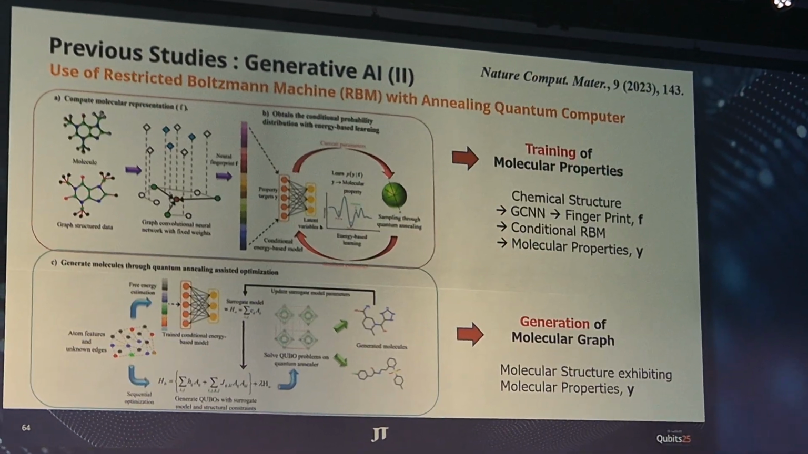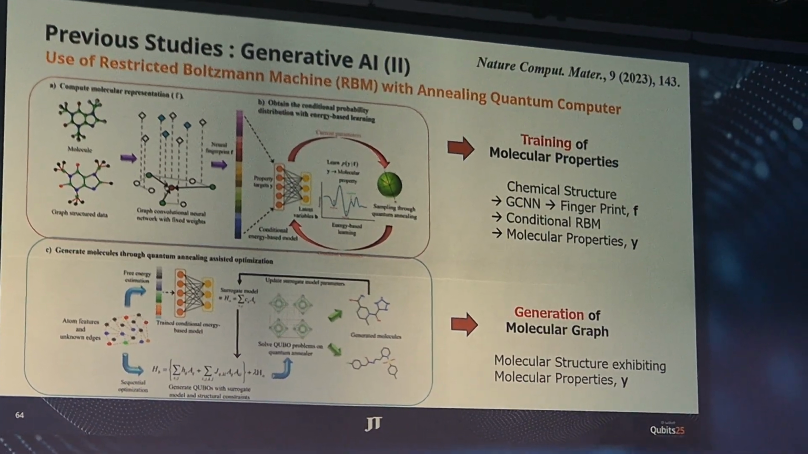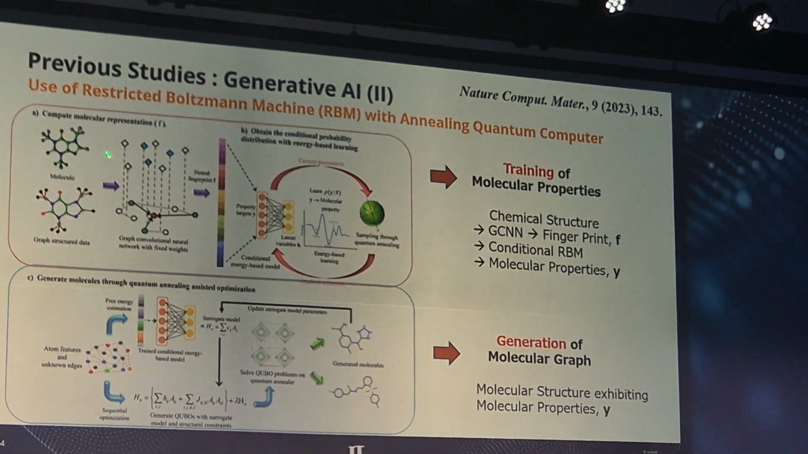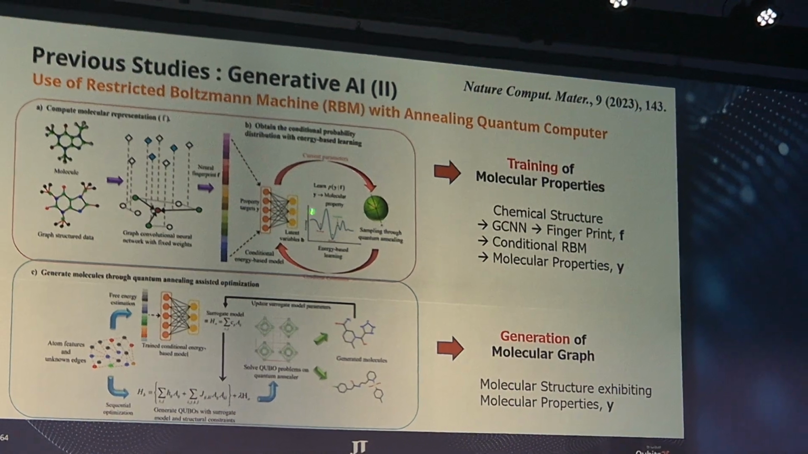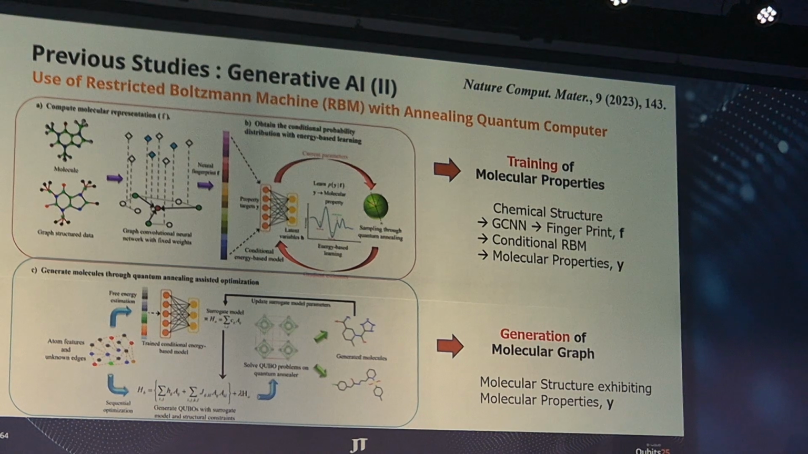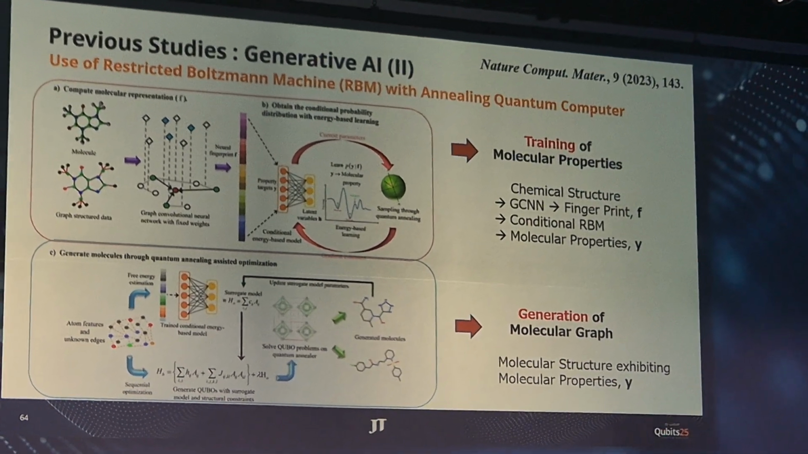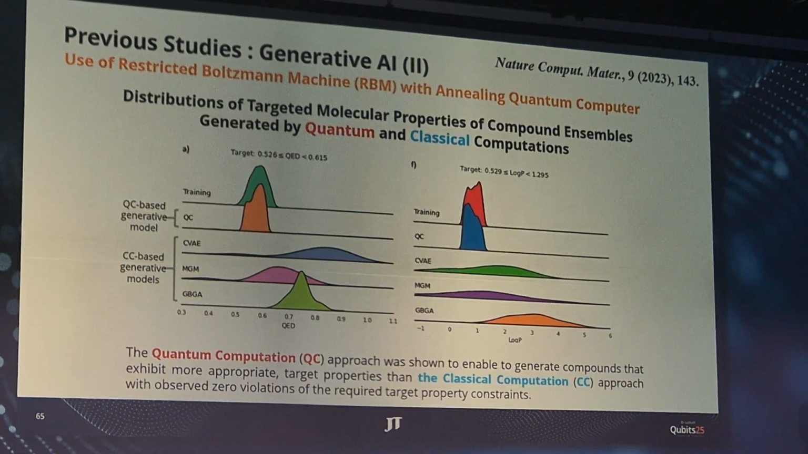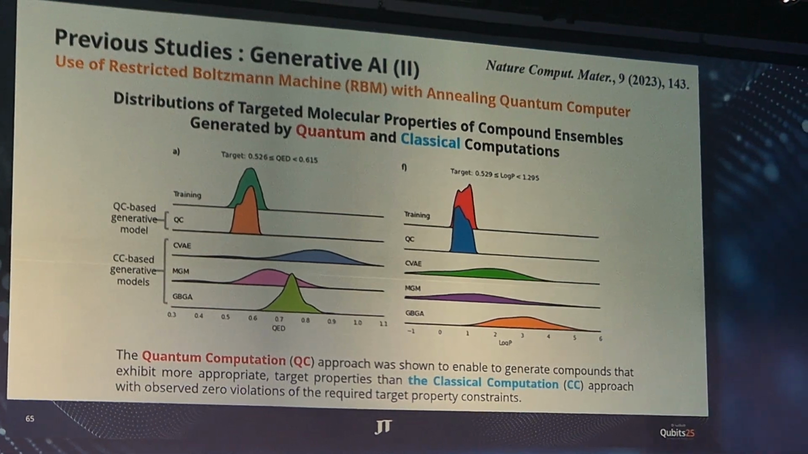Okay? This is the second report performed by the Cornell group. They also use the similar architecture. This is the quantum RBM, restricted Boltzmann machine. They use the graph architecture, graph theory, but fundamental architecture is almost the same. Okay? Okay, shall we compare the distributions?